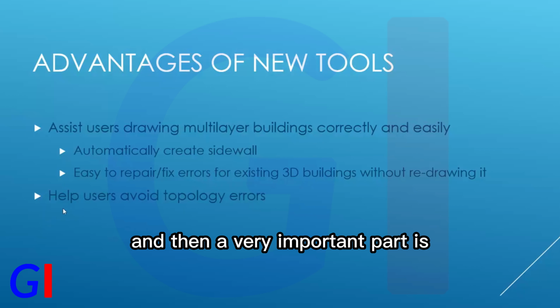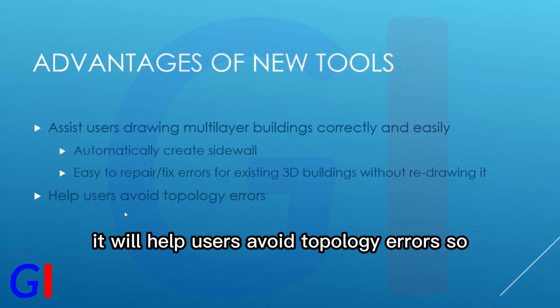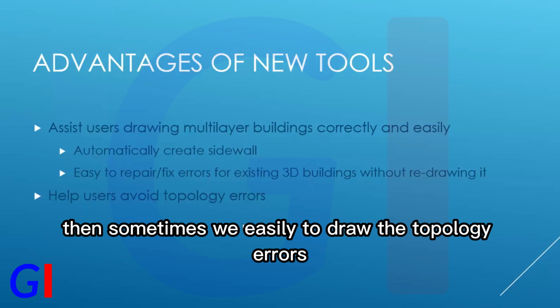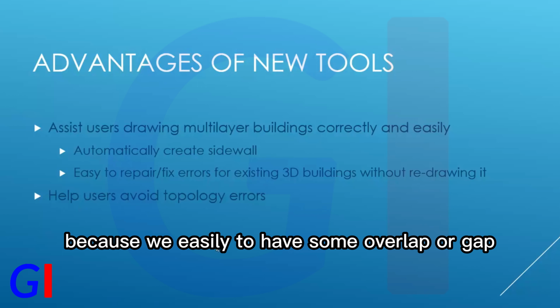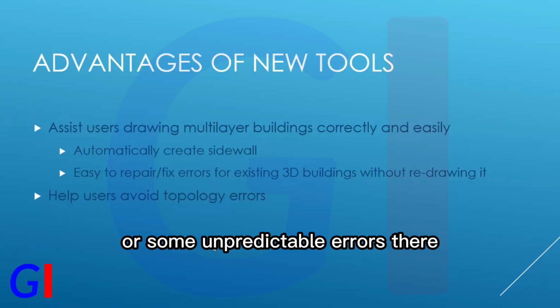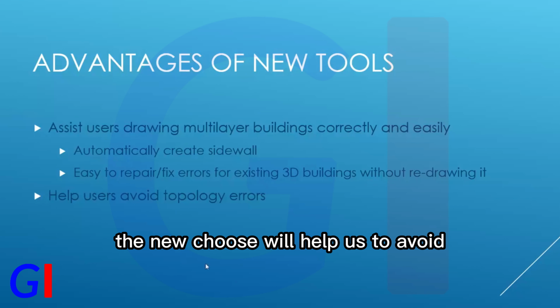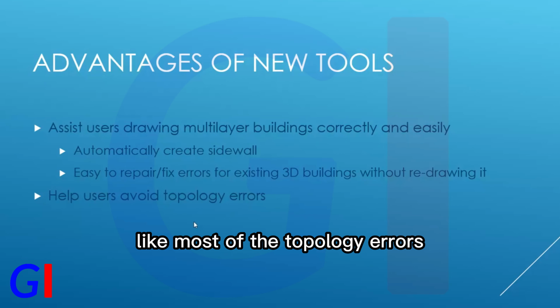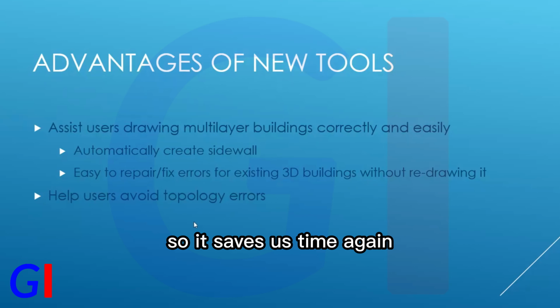And then a very important part is that it will help users avoid topology errors. When we draw multi-layer buildings in our old software, sometimes we easily draw topology errors because we easily have some overlap or gap or some unpredictable errors there. The new tools will help us avoid most of the topology errors, so it saves us time again.